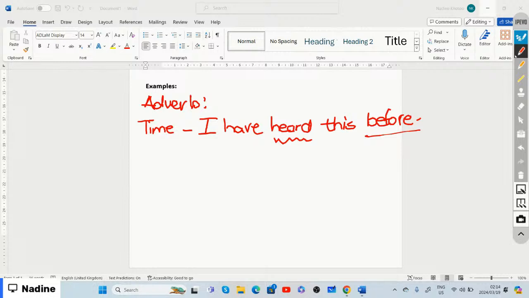Then we also have adverb of manner, right? I'm going to put here manner only. An adverb of manner is basically the adverb that tells us how, and it basically ends in ly. So adverb of manner, it's the adverb that ends in ly and it tells us how.